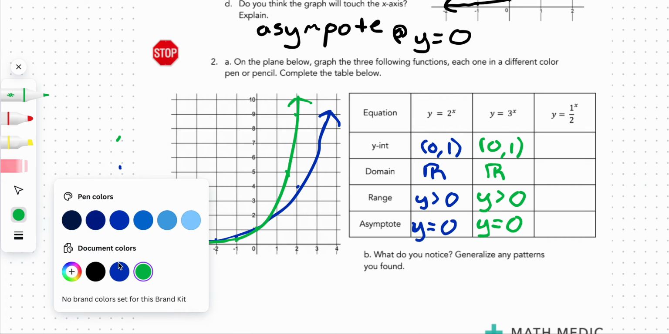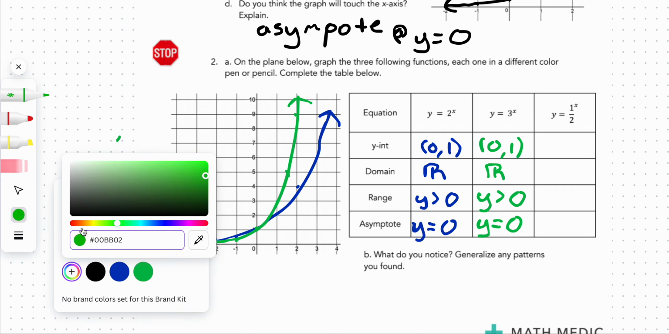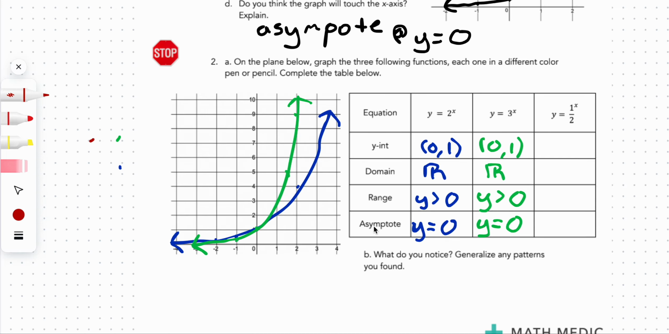Now let's do this last one. This one's going to be a little bit different. Okay, so let's find our y-intercept. Y-intercept is when x equals 0, so we do 1/2 to the 0th power. Anything to the 0th power is just 1. So 0, 1 is going to be our y-intercept. Let's plug that in right there. Okay, and now let's plug in 1. 1/2 to the first power is just 1/2.